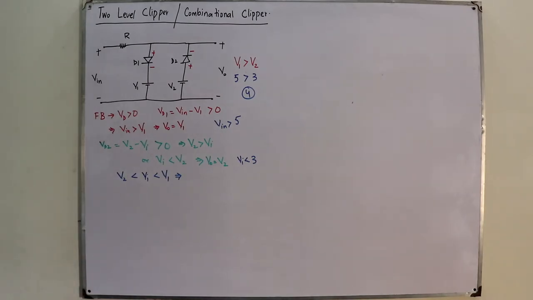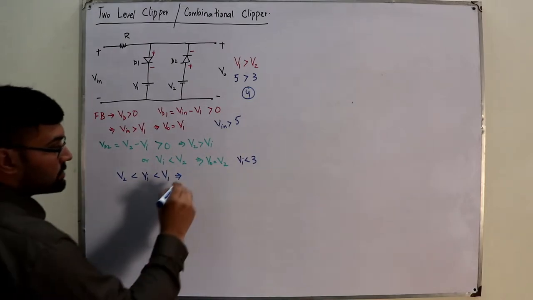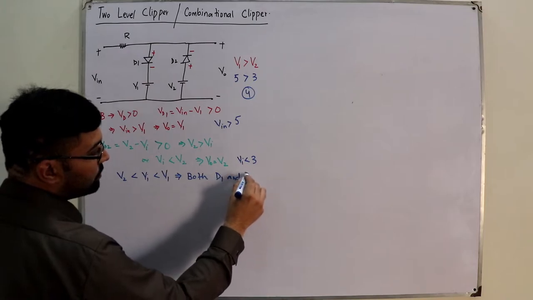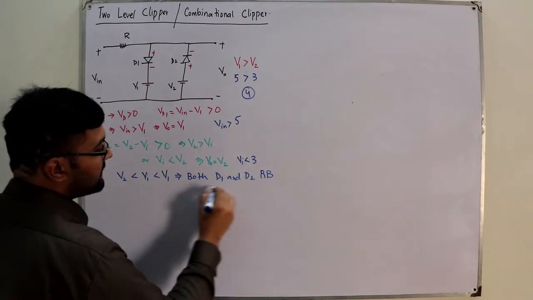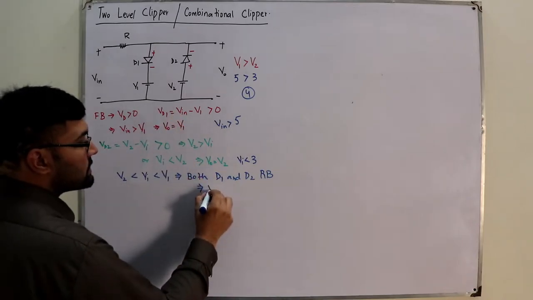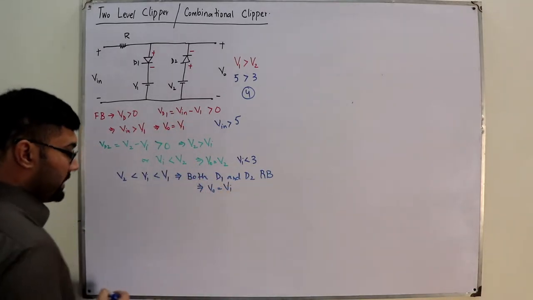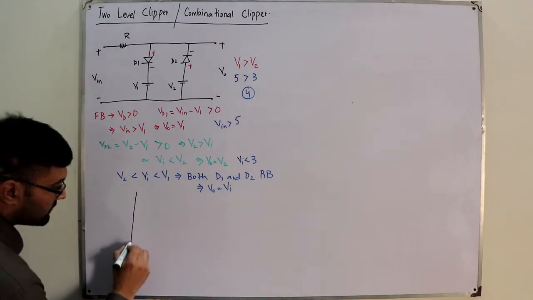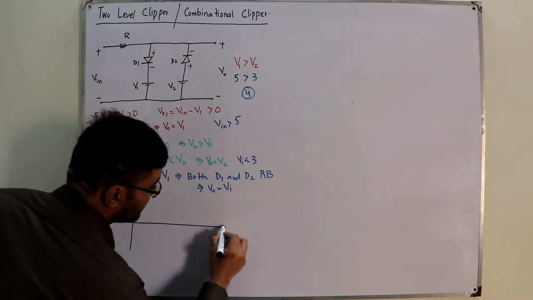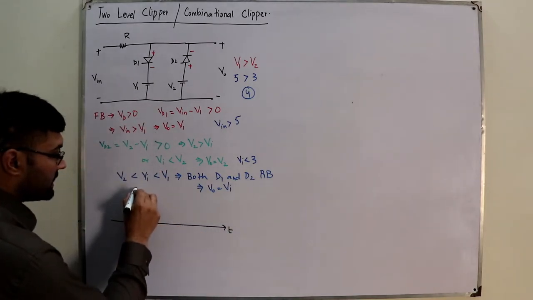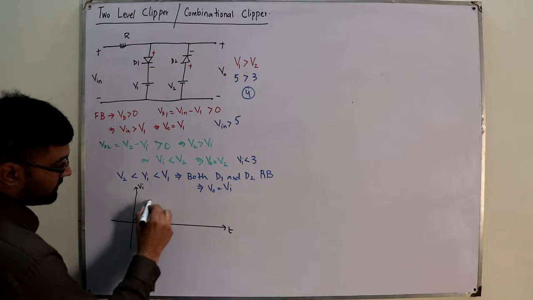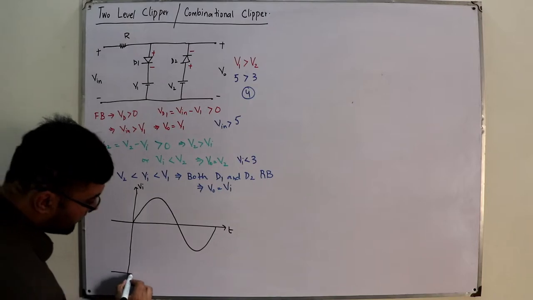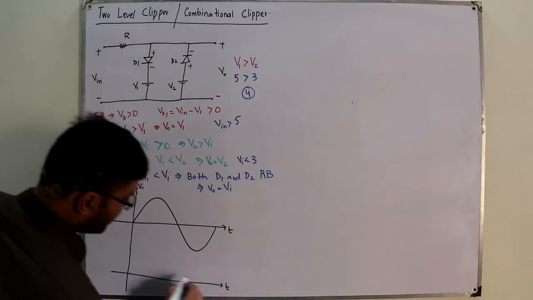Both diodes are reverse biased, and you can see it from the circuit. So both D1 and D2 are reverse biased, and in this particular case, V output is simply equal to V input. And let us draw the curves. If this is my time axis, this is my input curve, and my output voltage is over here.